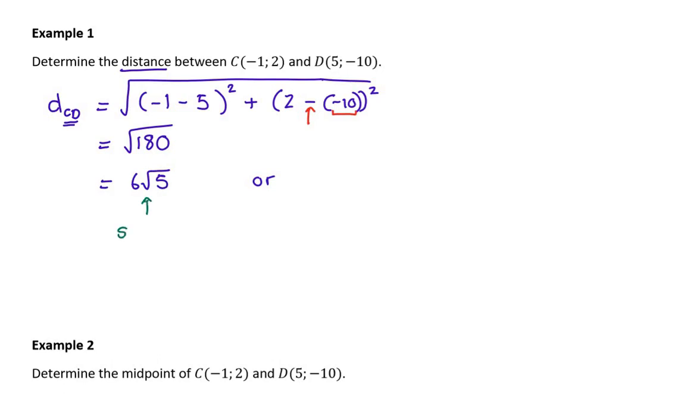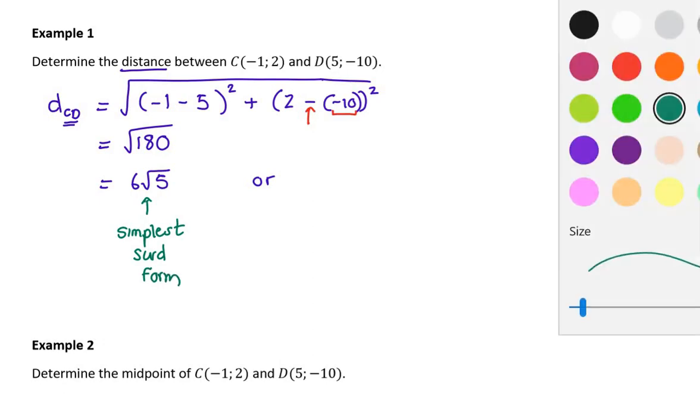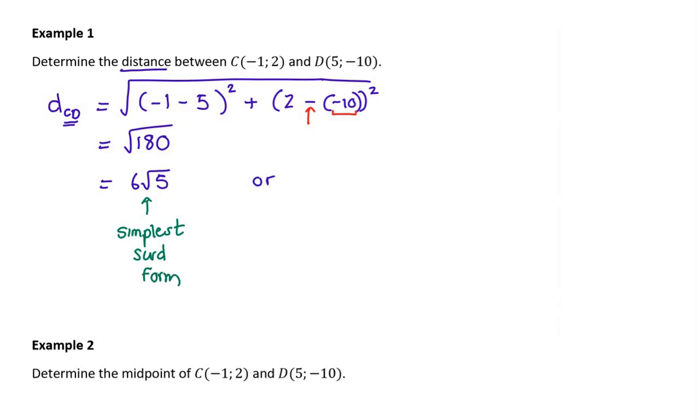Now if they don't ask you for a specific format, you are welcome to give it in simplest surd form, or you're welcome to give it to 2 decimal places. It doesn't matter, but just make sure you read the questions carefully, because sometimes they actually specify. So if I change it to decimals, which is S arrow D on your calculator, and round it off to 2 decimal places, it would be 13.42.